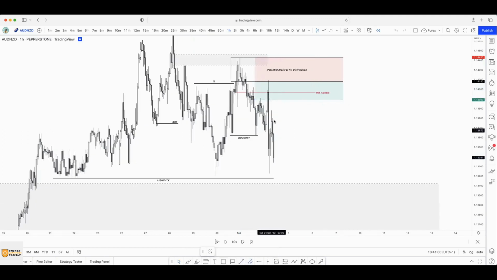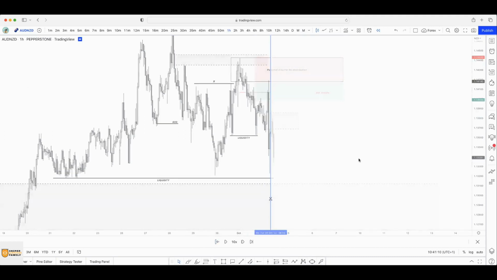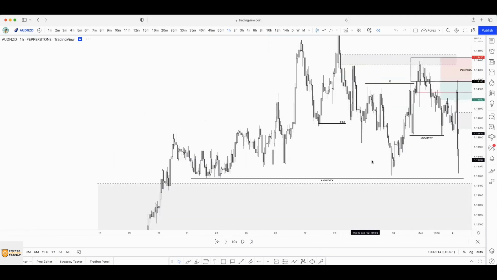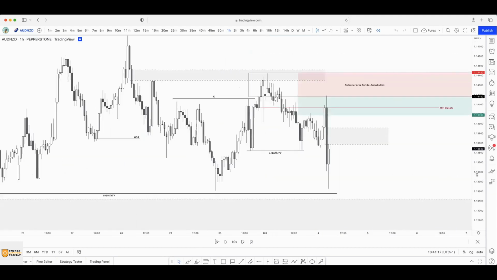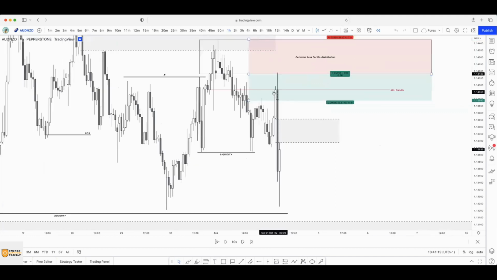Price rallied down and then closed bullish, creating what? An imbalance in price. You can see from this area here all the way to this area here, that is an imbalance. Let me show you. All right, can you see it now? This is an imbalance, right?